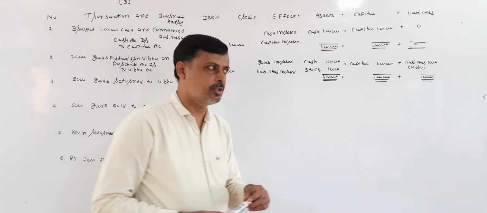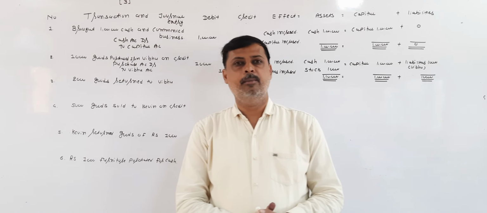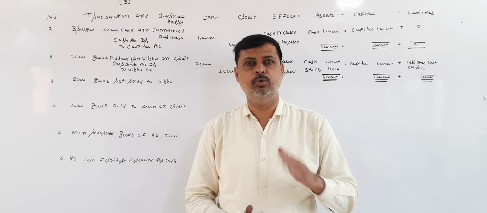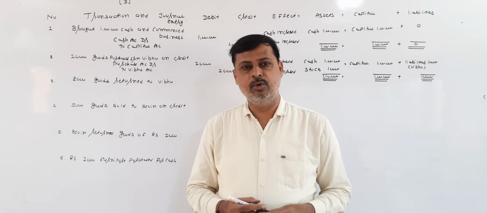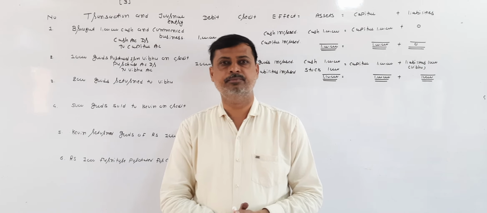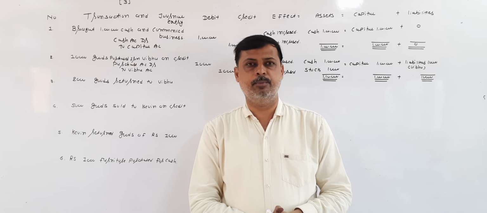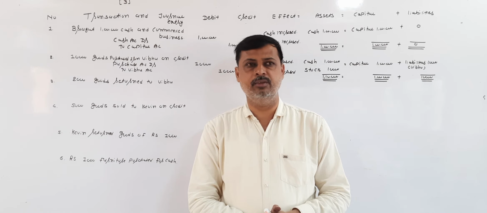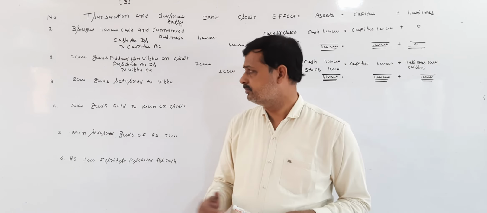In previous transaction, we purchased goods from Vibhu 10,000. But out of 10,000 goods, 2,000 goods returned to Vibhu. So whenever goods are returned to Vibhu, Vibhu is receiver. Vibhu account is affected. As per rules of personal account, debit the receiver. So Vibhu is receiver, so Vibhu account debit.